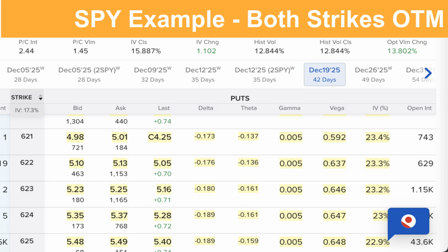So here's our example with SPY. We're looking at the put options for the December 19th expiry, which was 42 days away. So in order to start the trade, we're going to click on the bid price at the 625, which is 548. And then we're going to click on the ask price at the 621. And look what happens to your screen.